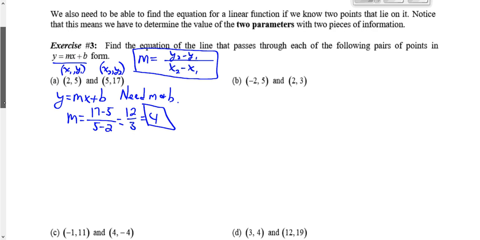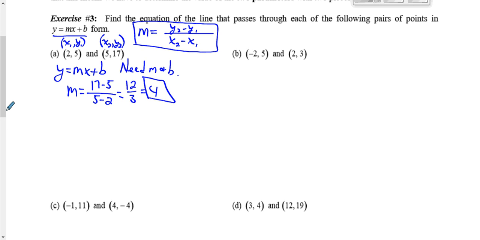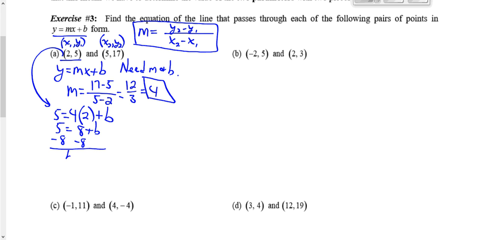So we're going to put it into Y equals MX plus B. What do I put in for the Y if I'm using that? 5. So we'll do 5 equals, M is 4, times 2, plus B. I'm using 2, 5 to plug in there. I could have used 5, 17, it doesn't matter. So 5 equals 8 plus B, and now what do we do? Subtract 8 from both sides. What does B equal? B equals -3.